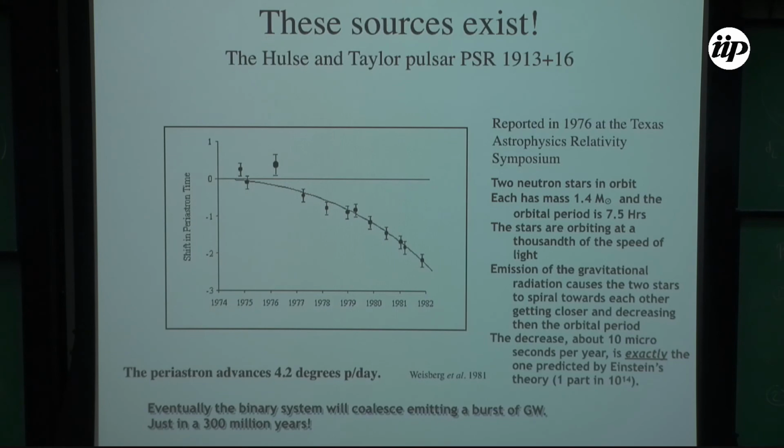Mercury, which was one of the first experimental verifications of the general theory of relativity, Einstein was ecstatic when he realized that he could explain the precession of the perihelion of Mercury, is arc seconds per century. So see how relativistic this system is. And eventually this system is going to coalesce and emit a burst of gravitational waves in about 300 million years.